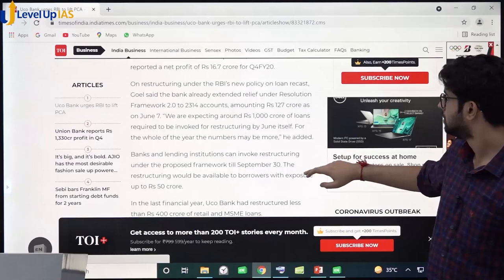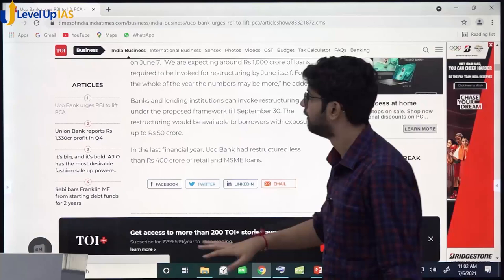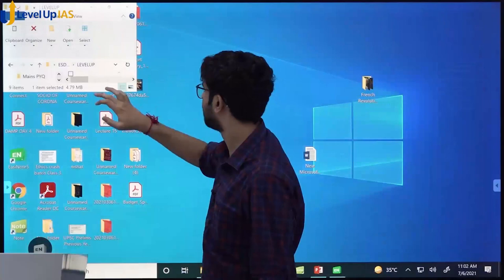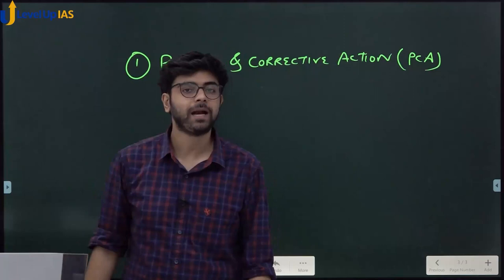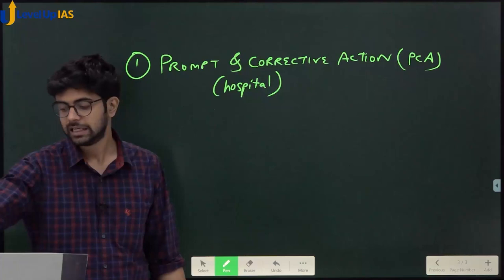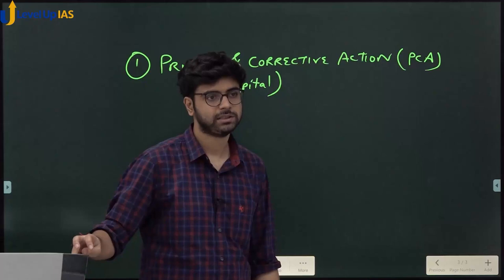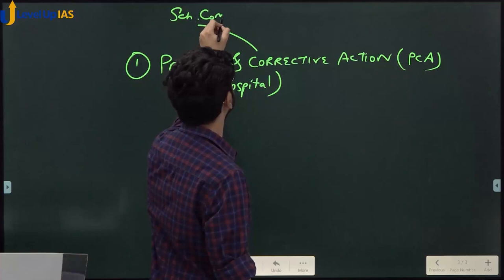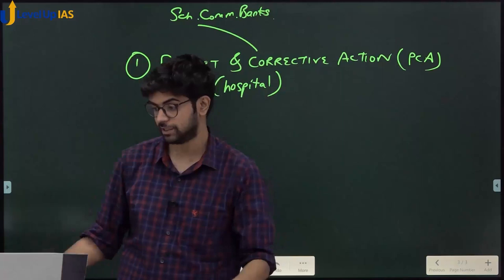Theek hai? Samjha, we just took one article randomly. Did you understand what is prompt and corrective action? I would write this as a hospital. It is like a hospital. Theek hai, it is like a hospital. Now please bear in mind, this is only for scheduled commercial banks. This is not for cooperative banks. This is only for scheduled commercial banks. I hope you understand when I write scheduled commercial banks, what are scheduled, what are commercial, what are banks.